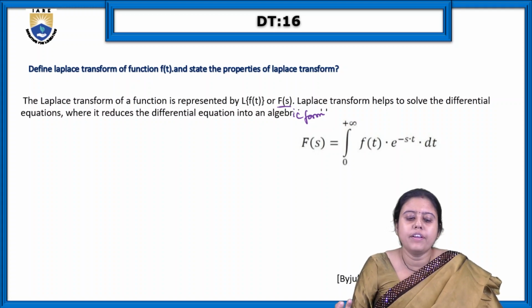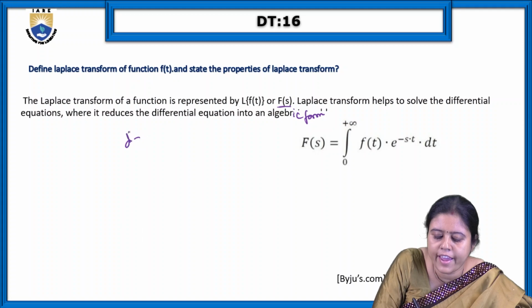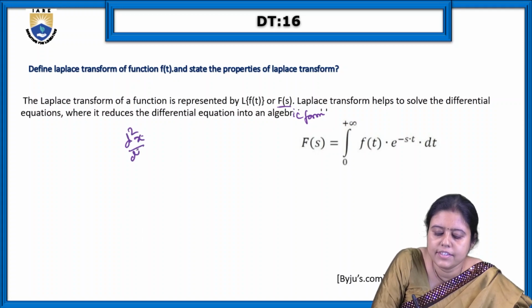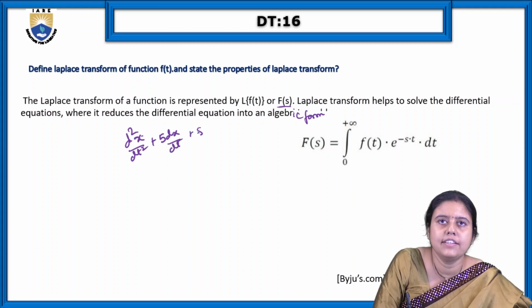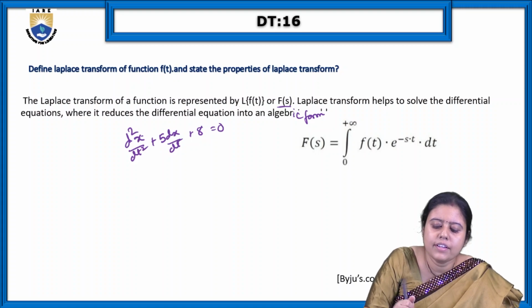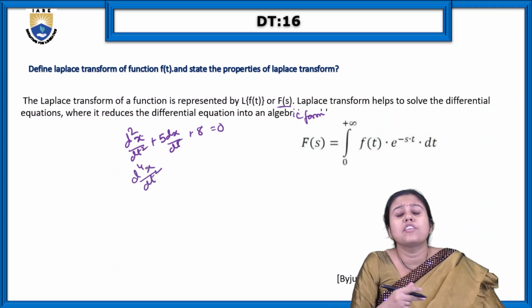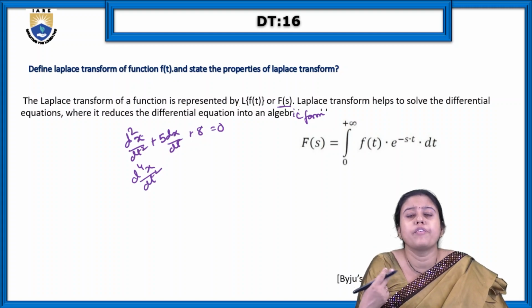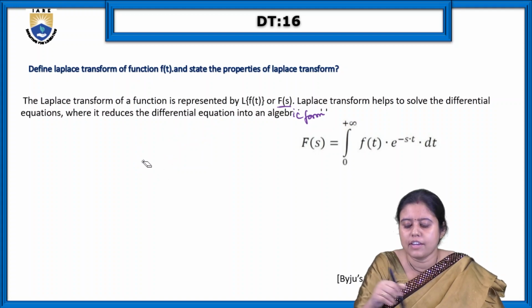So why the Laplace transform? Say we have an equation d square x by dt square plus 5 dx by dt plus 8 equals to 0. We can very easily solve it. If it is d to the power 4 x by dt square, then it is very tough to solve this type of equation. So in that case, we are using the Laplace transform.